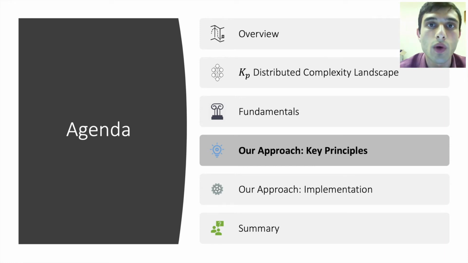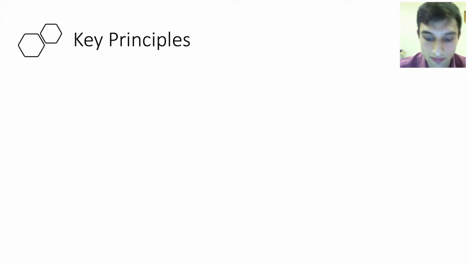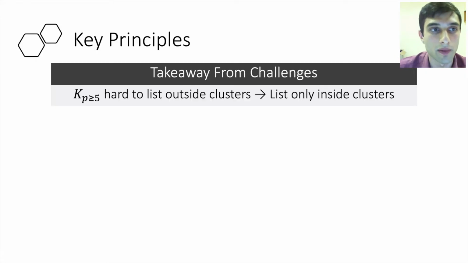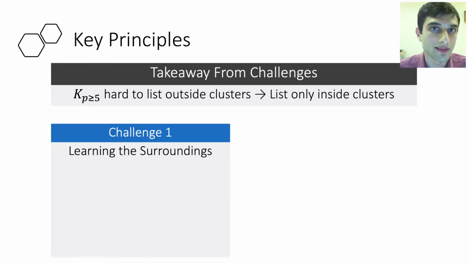We want two things. The first thing is we want a single algorithm which will work for all of K_p. We don't want to distinguish between K_4, 5, 6, and so forth. We want to tackle it all at once. And the second thing is we want to go much faster. To do that, we have one major takeaway from the previous challenges, and that is that we have to perform all the listing inside the clusters. This is because when we go above p equals 5, it becomes very difficult to do any listing outside the clusters. This leads to two challenges.